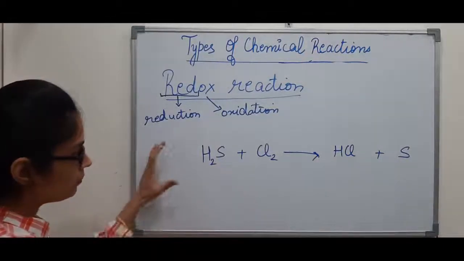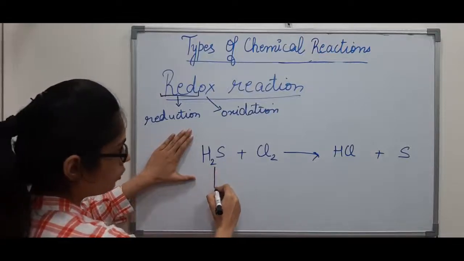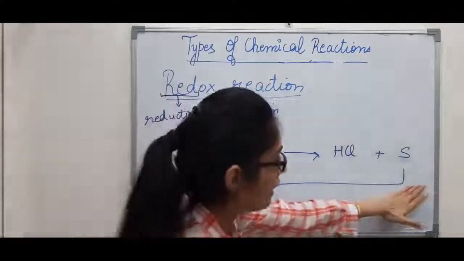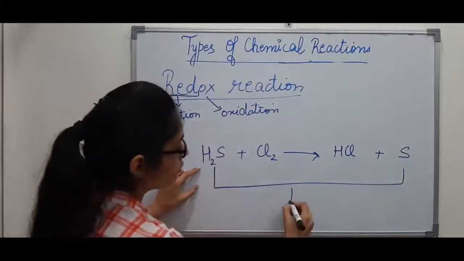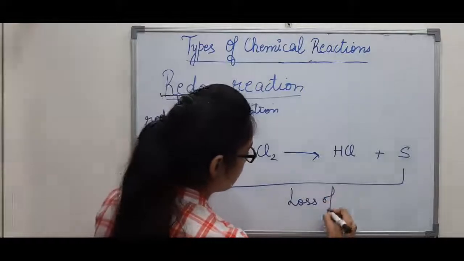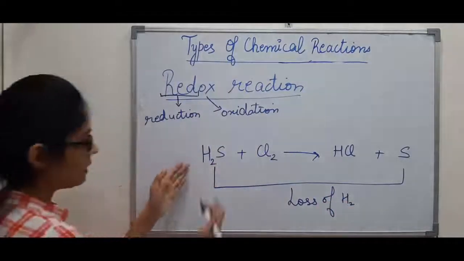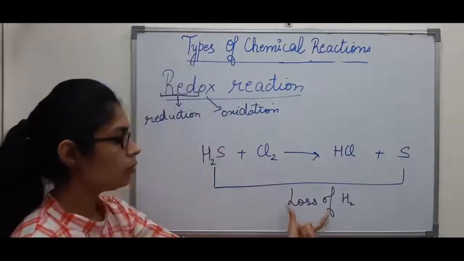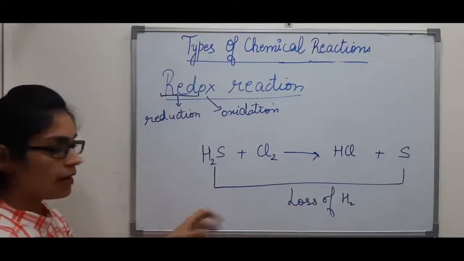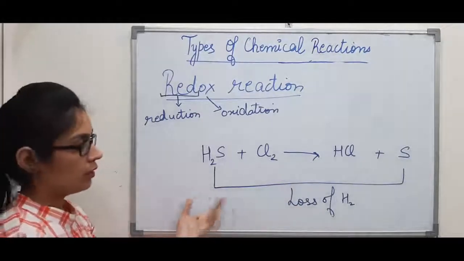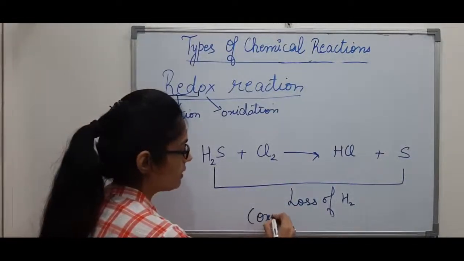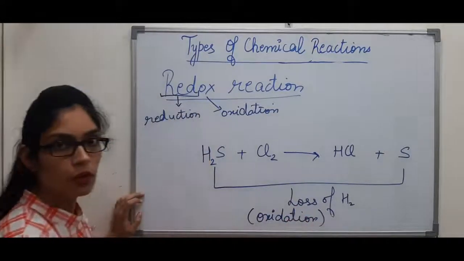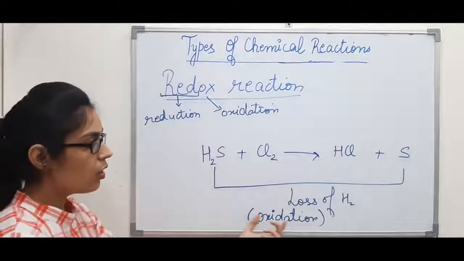Now I can see if I go from H2S to S, I can see loss of hydrogen. Here it was H2S, now I am left with only S, which means loss of hydrogen has taken place, and loss of hydrogen means oxidation. We have discussed either gain of oxygen or loss of hydrogen is an oxidation.